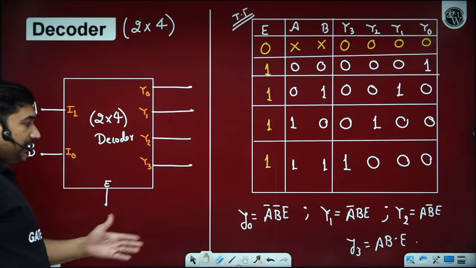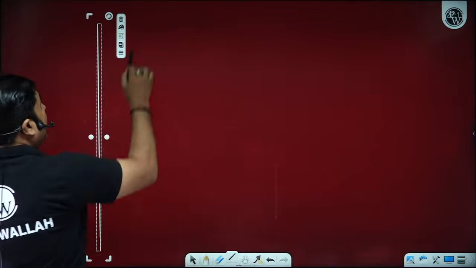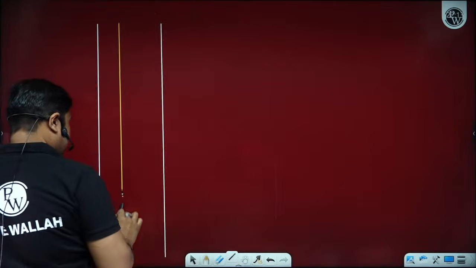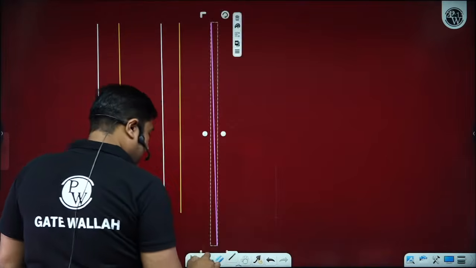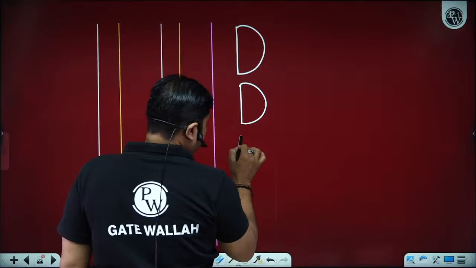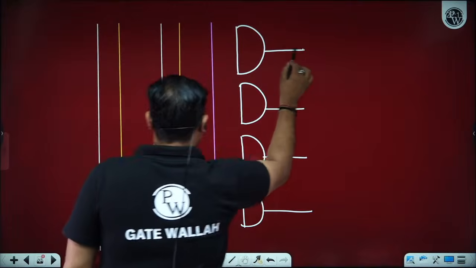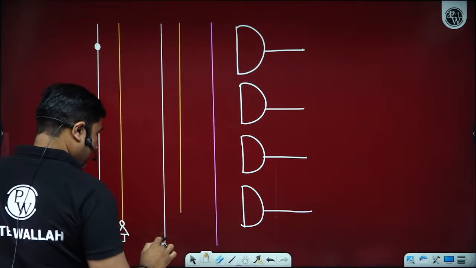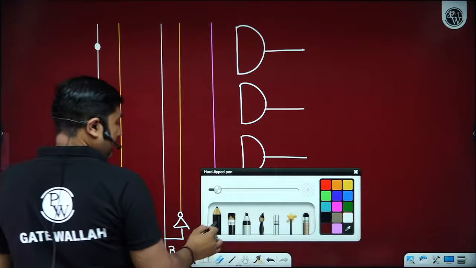To implement this, we can utilize the information of the output logical expressions. So one can easily design using A bar, B bar and A B. We have one enable and we need 4 AND gates: 1, 2, 3, 4. So if you observe, we have A bar, B and enable.